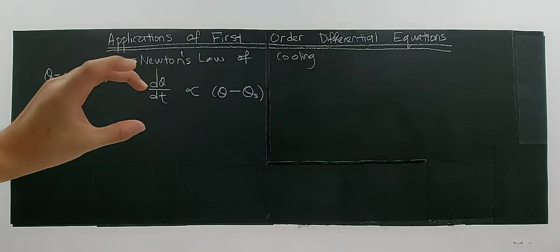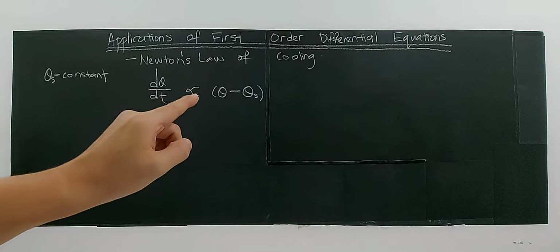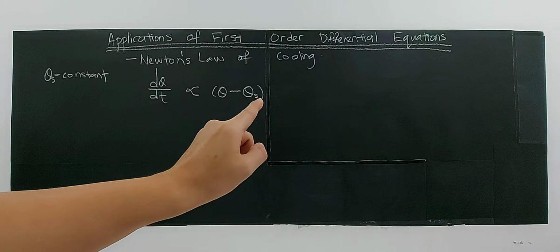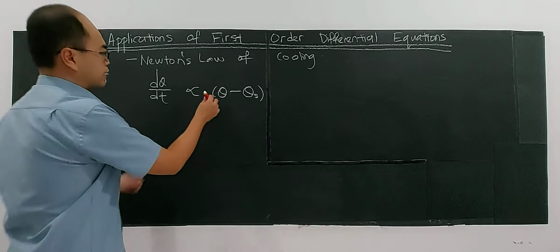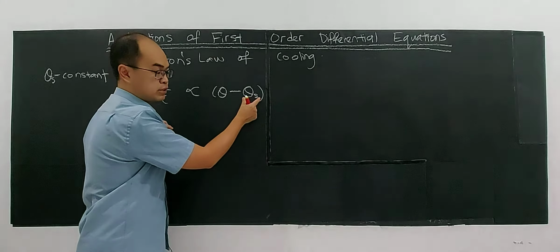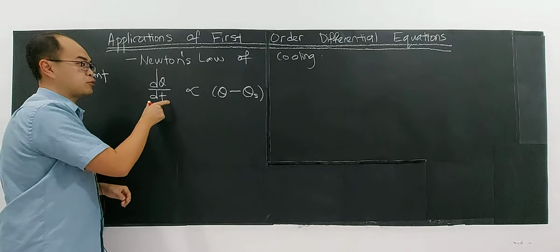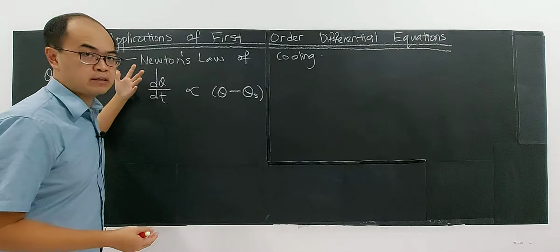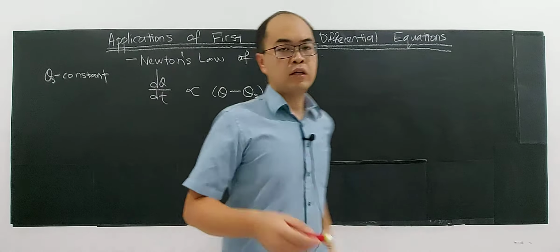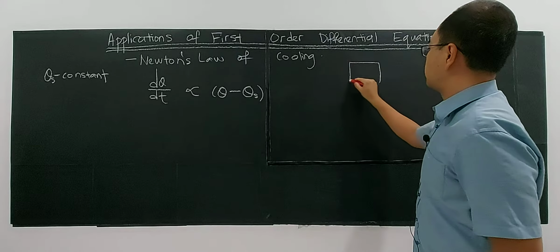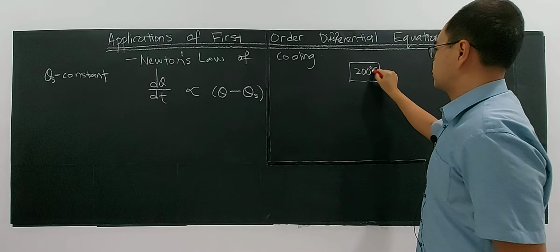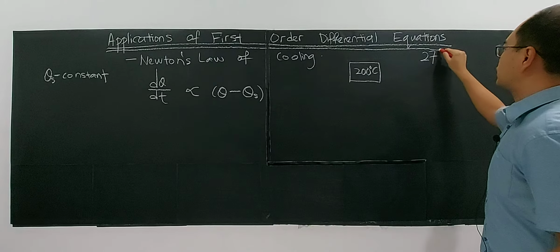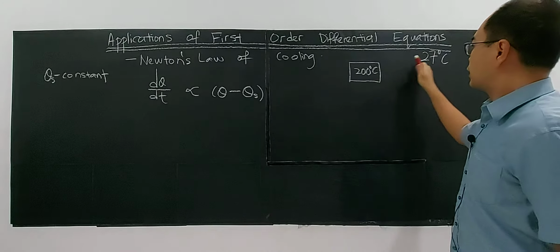That is the law, so let's look at what it means. The rate of change of temperature is directly proportional to the difference between the object's temperature and the surrounding temperature. As the object's temperature is higher compared to the surrounding temperature, the rate of change becomes higher, or the rate of release of heat is higher. For example, I have an object at 200 degrees Celsius and the room temperature is, say, 23 degrees Celsius. There is a huge difference.